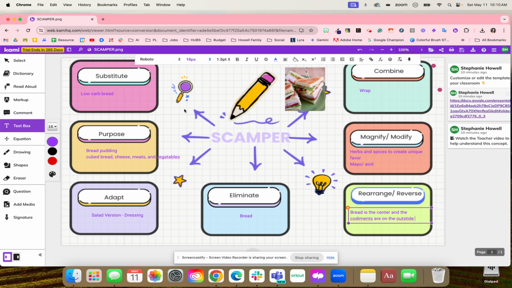Maybe you can do this with the characters in a story or a problem in a story. How can we use the Scamper model to think about how our character can get out of that sticky situation? Or if we're doing a science experiment, what can we substitute? What can we combine? What is the purpose? What can we adapt? And really thinking through those steps of the Scamper model to make our learners even stronger.